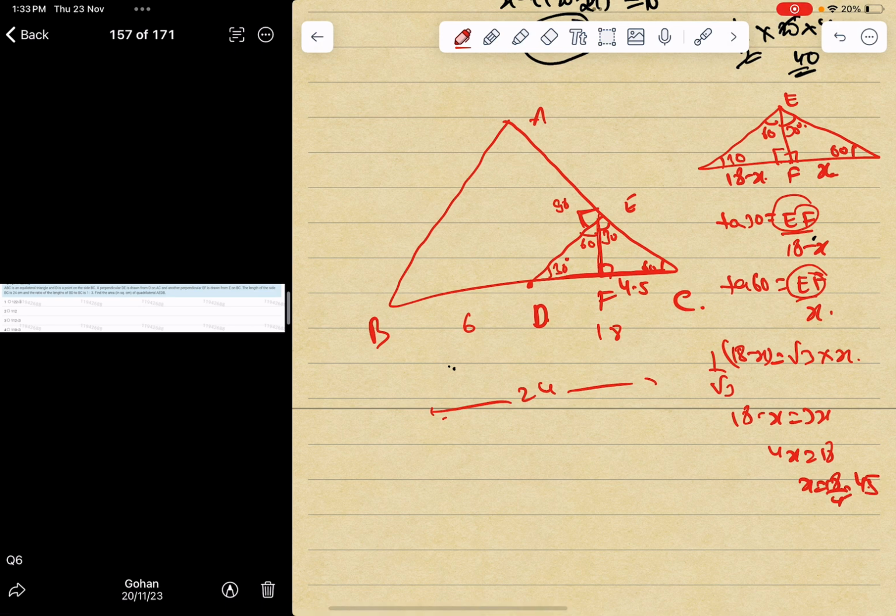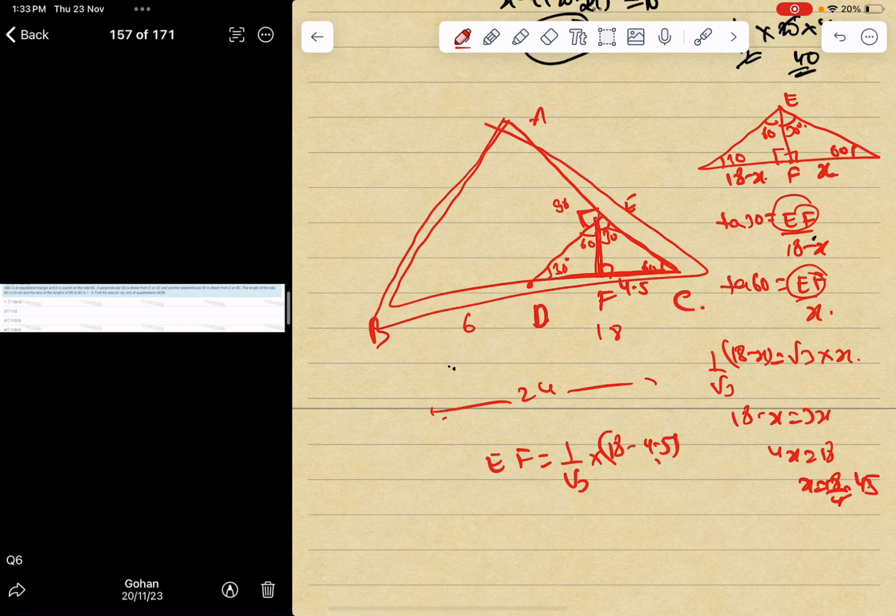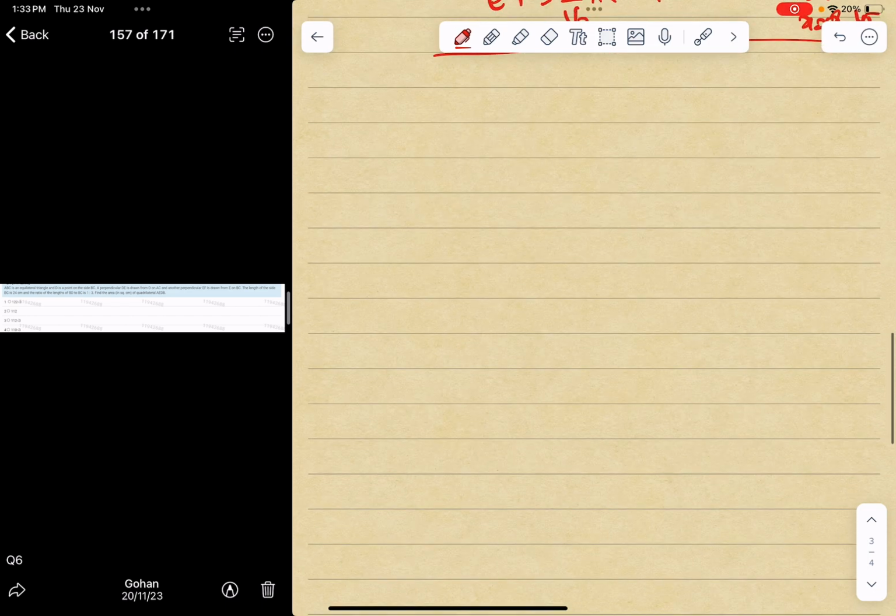Area of this triangle will be how much? If we can find out EF, EF is nothing but tan 30, which means 1 upon root 3 into 18 minus 4.5. So from here we can find out EF. EF we found out, so we can find this area. This complete we know is 18, so root 3 by 4 that square, and subtract and find out. Very easy. Leaving this upon you to solve.